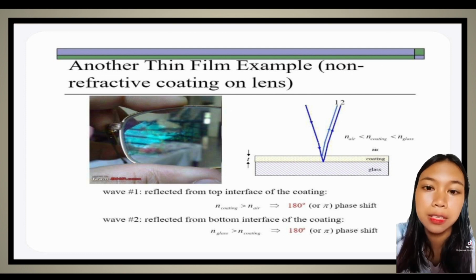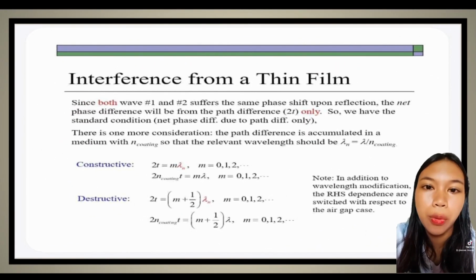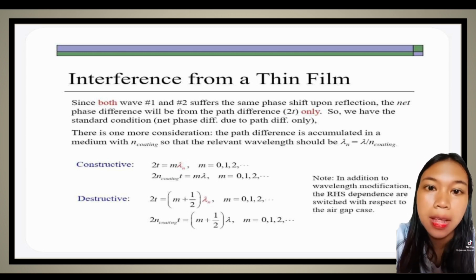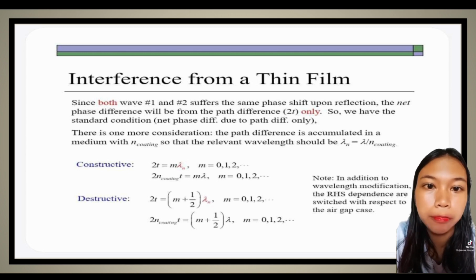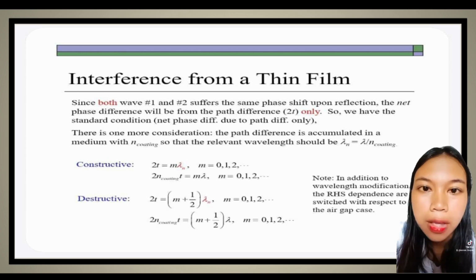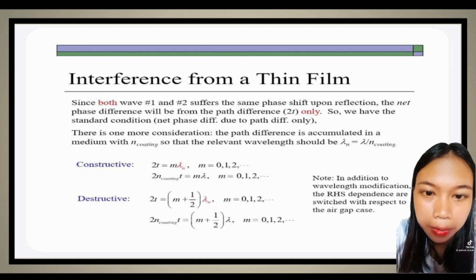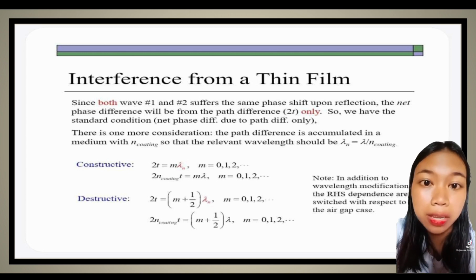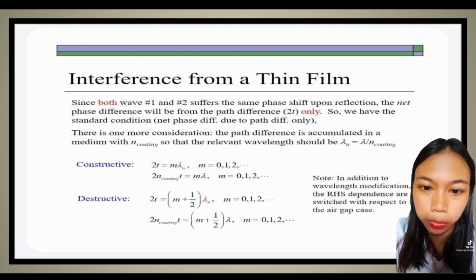Now, interference from a thin film. Since both wave number 1 and number 2 suffer the same phase shift upon reflection, the net phase difference will be from the path difference 2t only. So we have the standard condition, net phase difference due to path difference only. There is one more consideration. The path difference is accumulated in the medium with n coating, so the relevant wavelength should be lambda n equals lambda divided by n coating.